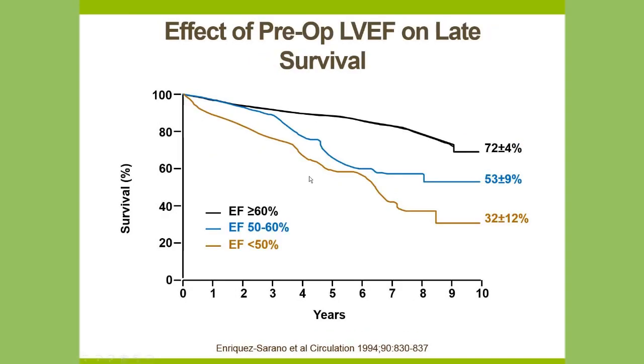And then what about EF? Well, remember I showed you earlier that you can have an EF above 60 and still have LV dysfunction. If your EF falls to 50 to 60, your survival is markedly worse. Markedly worse. And if your EF is below 50 in primary MR, very terrible long-term prognosis. So that's why the guidelines say we want to operate on people before their EF falls below 60. And now that we can measure global longitudinal strain, we can identify people who have an EF above 60 but have abnormal LV function.